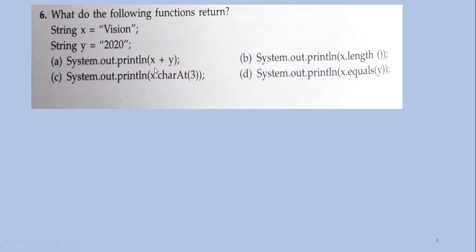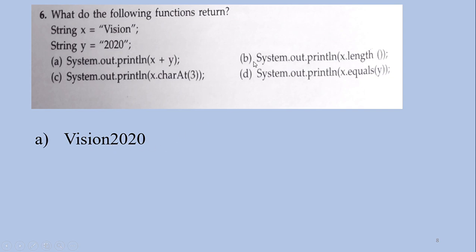You must understand that here this plus is working as a concatenation operator. So when I say System.out.println x plus y, this vision will be concatenated, added with the string called 2020. We'll see how the answer comes. It comes vision, there is no space, and then the second string 2020. Clear? If there was a space after n, or there was a space before the 2, then you must also give a space here. Otherwise, you are not giving a space.